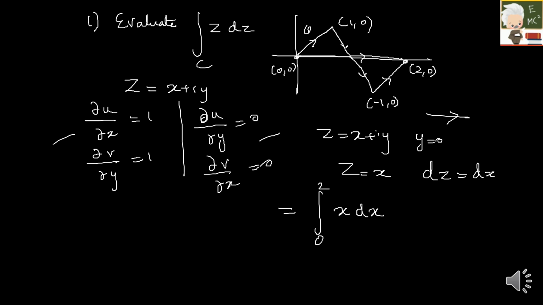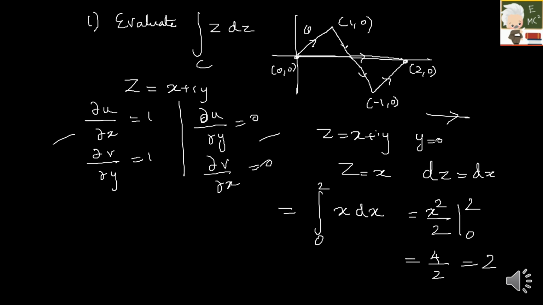So if I integrate this, this is x square by 2. Limits are from 0 to 2. So which would be 4 by 2. So finally 2. So if you are doing it separately, you are going to get the same answer. So the trick I'm saying is just check whether a function is analytic or not. If it is analytic, use this way. If it is not analytic, you have to do it region by region.